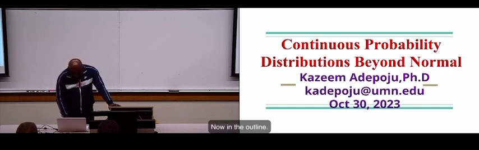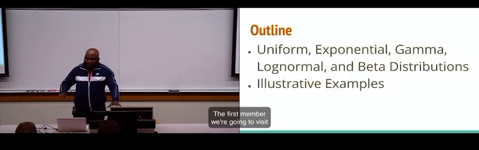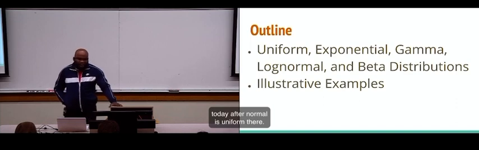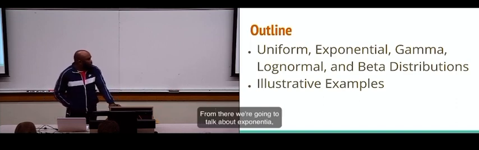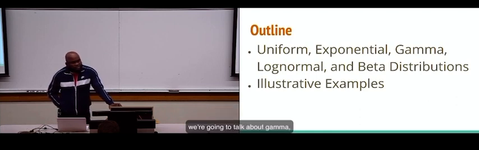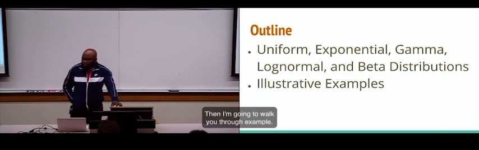Now, in the outline, the first member we're going to visit today after normal is uniform. Then from there, we're going to talk about exponential. Then we're going to talk about gamma, the log normal, and the beta distributions. Then I'm going to walk you through example.